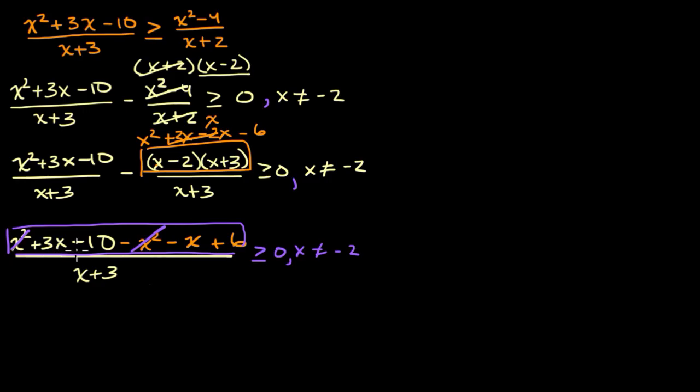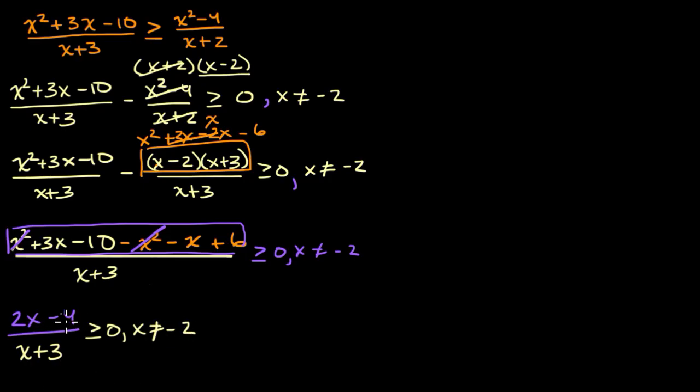And so I'm left with 3x minus x, which is 2x, and then I have -10 plus 6, which is minus 4. All of that over x plus 3. This is simplifying nicely, is greater than or equal to 0 for x does not equal -2.